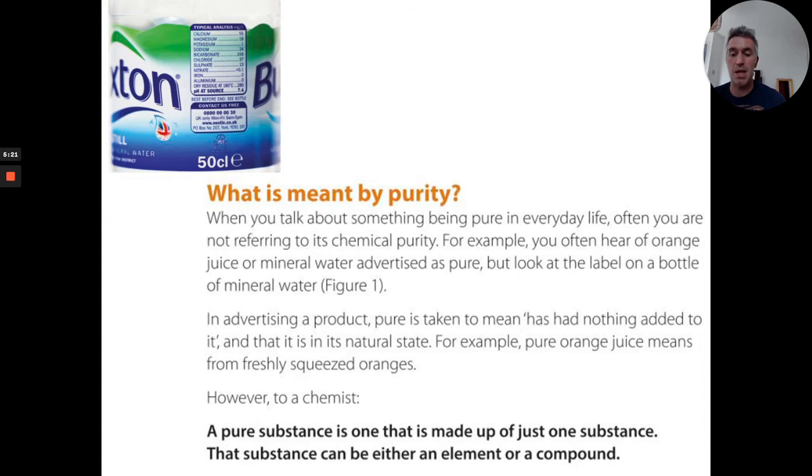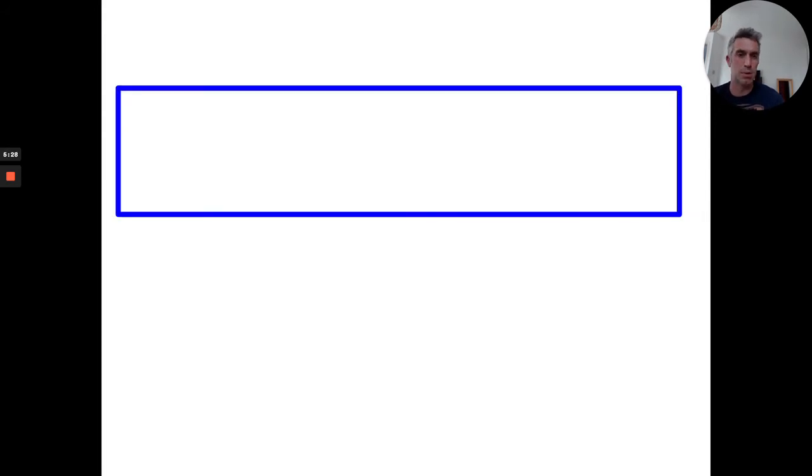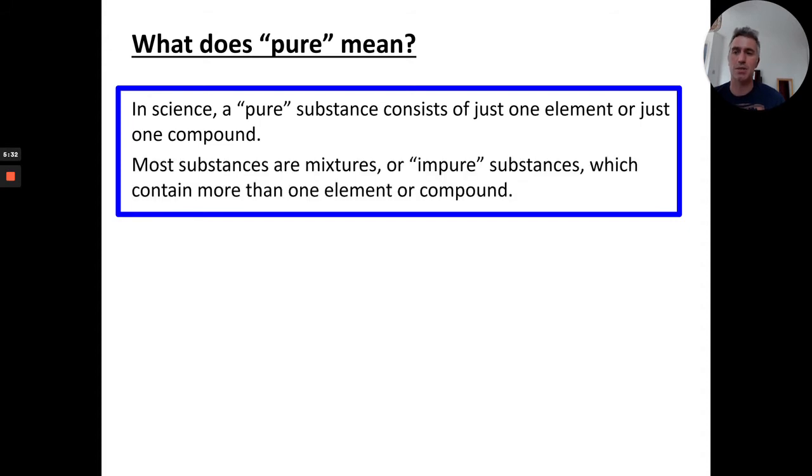That substance can be either an element or a compound. Don't worry, there is a note for you on the next slide. It's a blue box. It means, what does pure mean? In science, a pure substance consists of just one element or just one compound. Most substances are mixtures or impure substances which contain more than one element or compound.